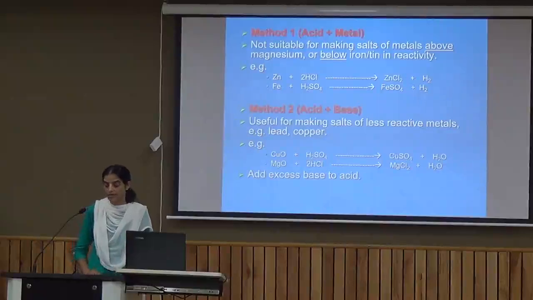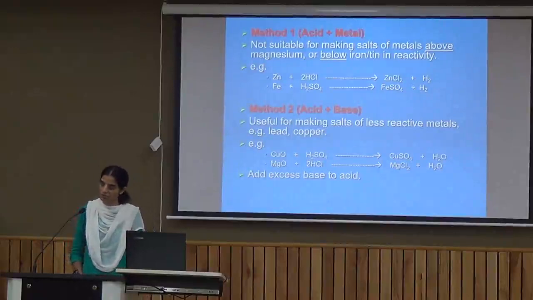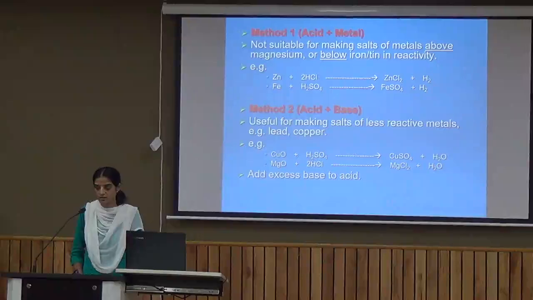Like acid reacting with metal, they have given us here two examples. Zinc reacts with hydrochloric acid to form zinc chloride and hydrogen. Zinc chloride is a salt. Iron reacts with sulfuric acid to form iron sulfate. Iron sulfate is a salt.